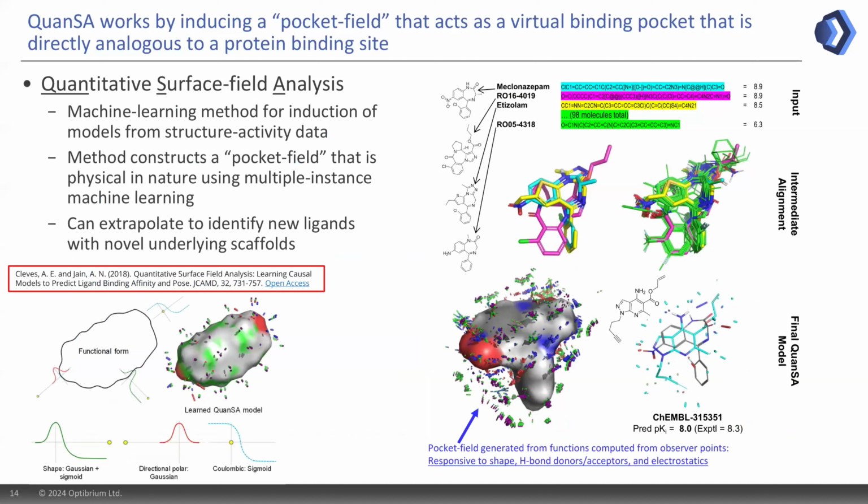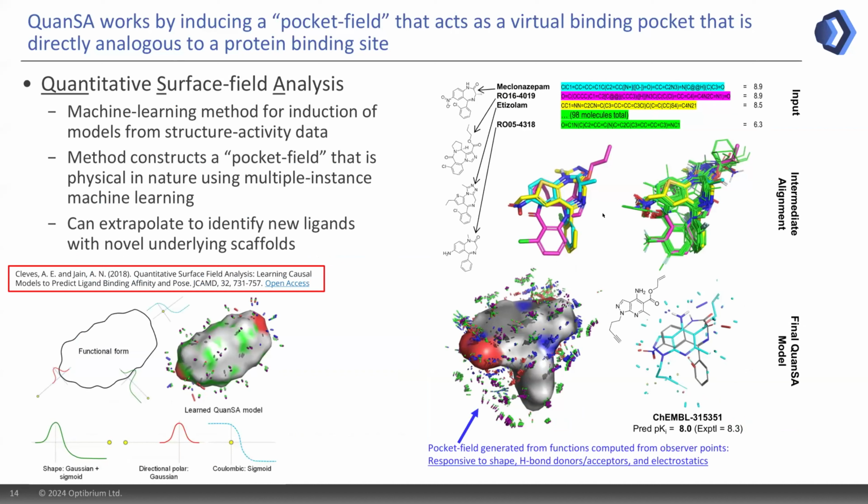So I want to begin by describing how Quanza works. Quanza stands for Quantitative Surface Field Analysis. The input to Quanza is a set of structures. Here we have SMILES strings and their associated activities. We convert 2D to 3D, and then we generate deeply searched conformer pools for each of the training ligands.